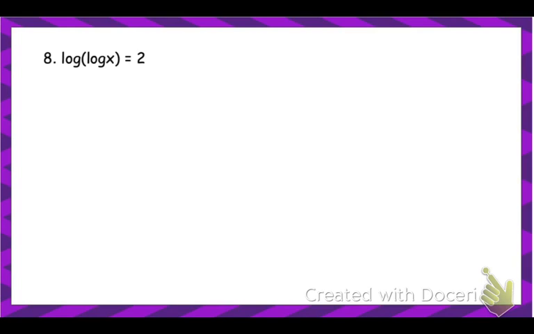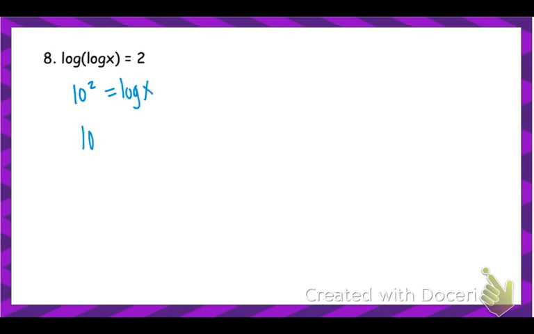So the first one I want to go over is number 8. So number 8, this is the log of log x. So this one can just get a little bit tricky because it may be hard to see how to get that by itself. Well, in this case, the argument of the first log is log x. So what you can do here is you can rewrite this in exponential form. This would be 10 to the second is equal to log x.